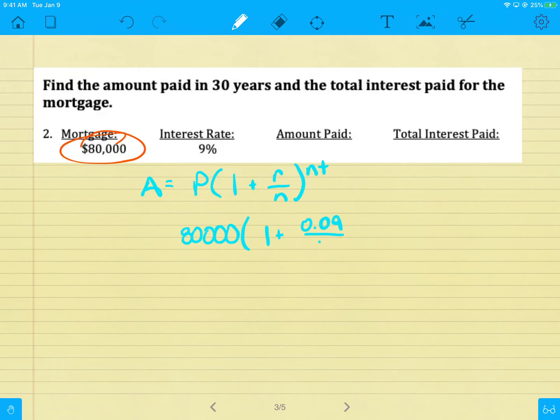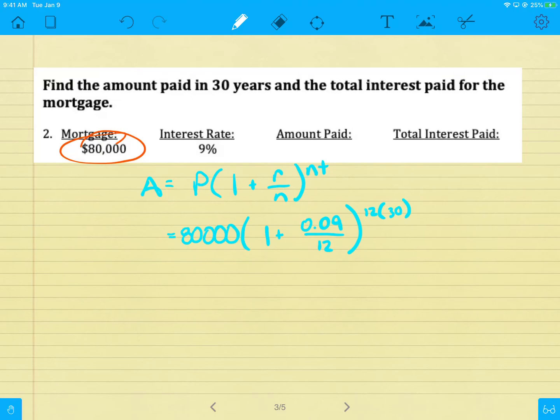Number of compounds, we're doing 12. We're doing it once a month. And then the time we're going for is 30 years. They tell me that in the directions. I'm going for a 30-year loan. That's a long time. So again, if I could significantly chunk down that 30 years, maybe go to a 20-year loan, I would save a lot of money in the long run on what I'll pay. In fact, I'll show you that here in a second. But on this problem, these are the numbers I'm going to have.